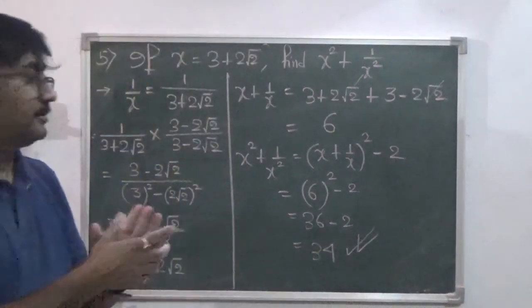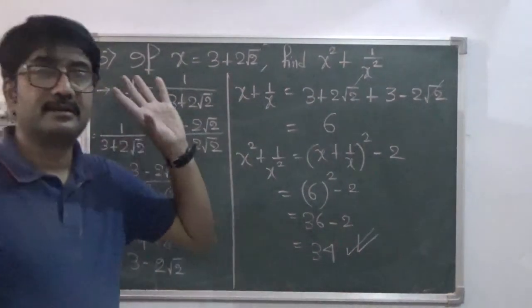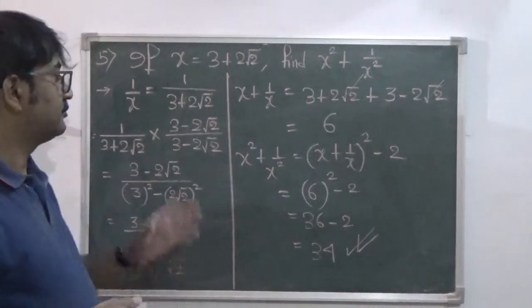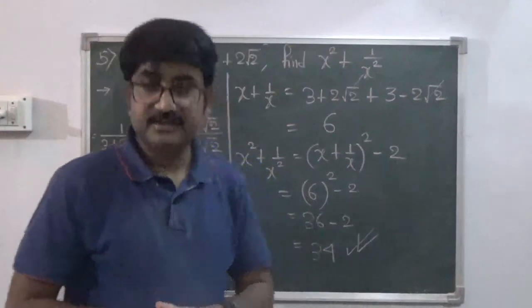So I think till now it is very much clear. So this is how we do the rationalizing. In rationalizing the denominator, the step is to multiply both the numerator and the denominator by its conjugate. So please have a look.